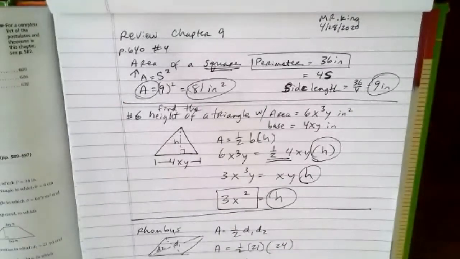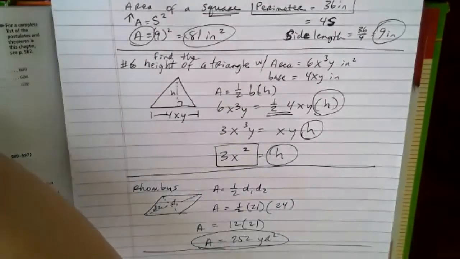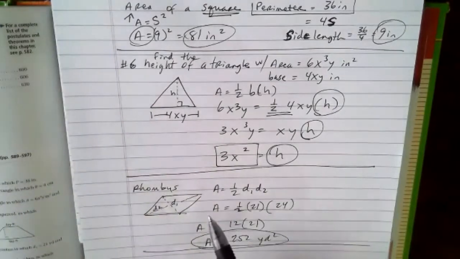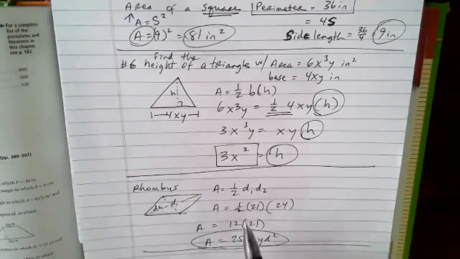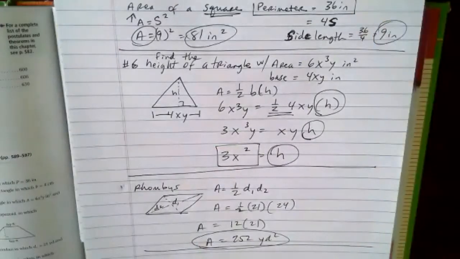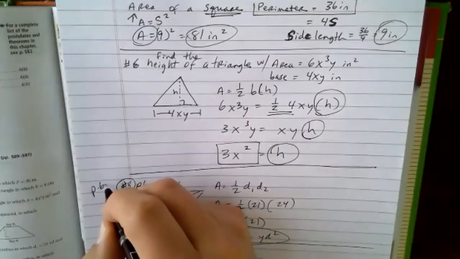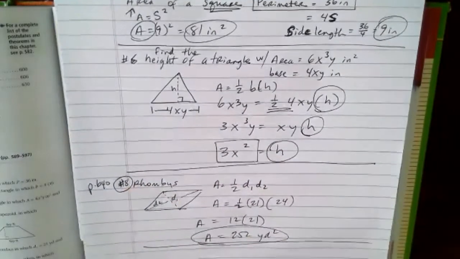Polygons, different types of polygons, different formulas. We're learning different words, just reviewing basically. And so let's go to where we were at yesterday. I believe this was number 8. I need a pen here. Number 8 on page 640 in the green book.